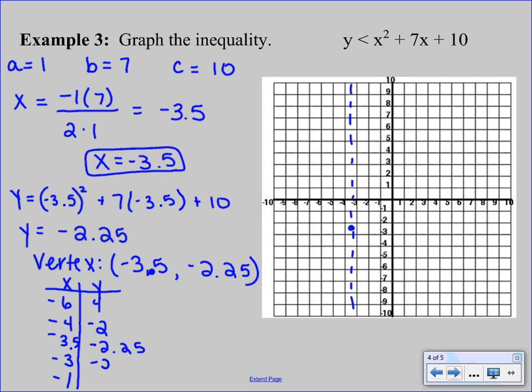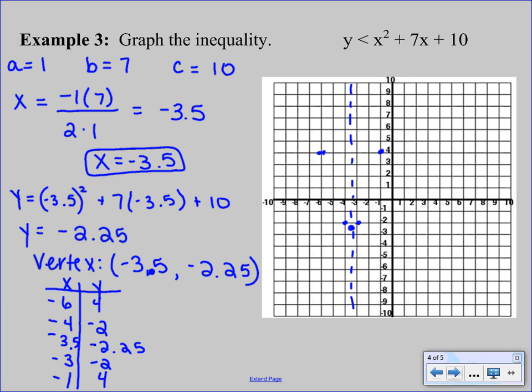And then using symmetry, we know that it's going to be -2 and -4, or +4, I'm sorry, +4 on the other side. So we're going to go ahead and just plot those points. And we're not going to connect them just yet because we have to think about, are we going to be using a dashed or are we going to be using a solid parabola?